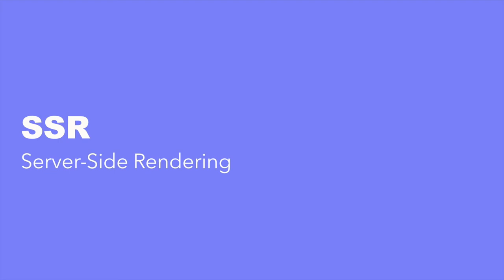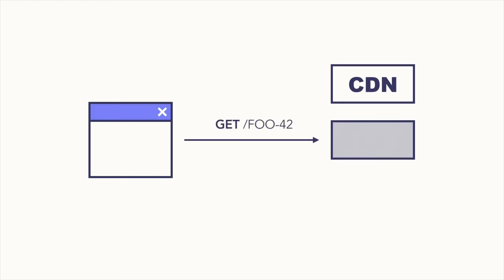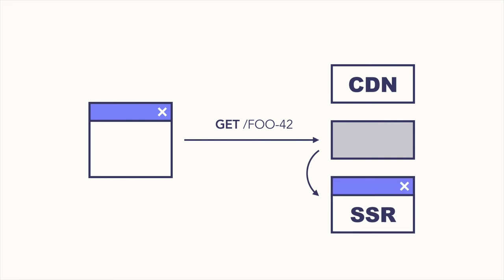So how does this picture look with server-side rendering? Well, we still have our backend system. We still have our CDN. We still make our request to our backend. But instead of getting back to the browser, our backend is actually calling out to a new service, the SSR service. And the best way to think of the SSR service is really as a virtual browser that runs on our hardware, right?